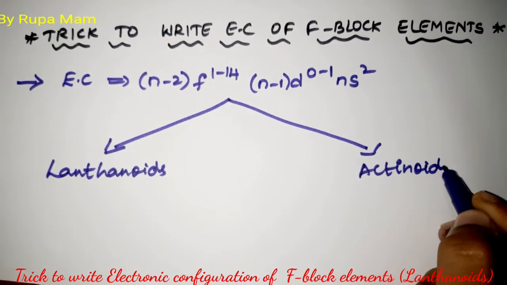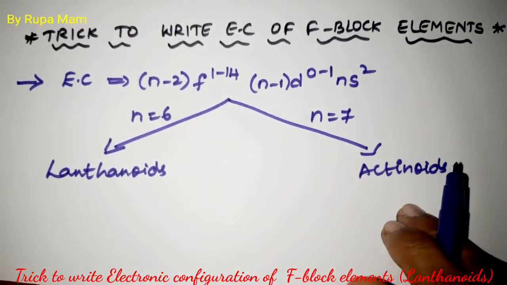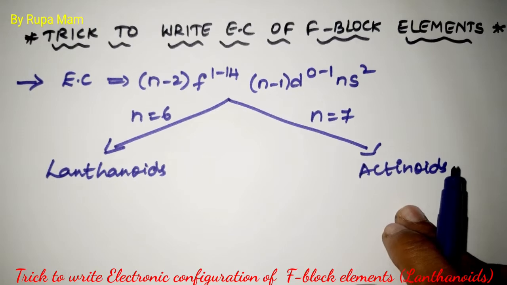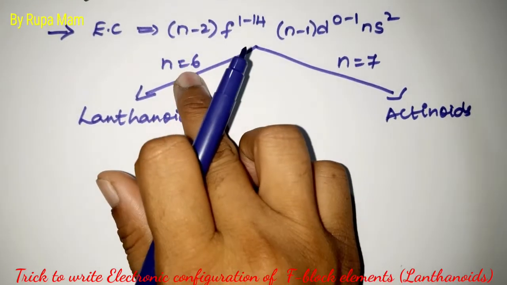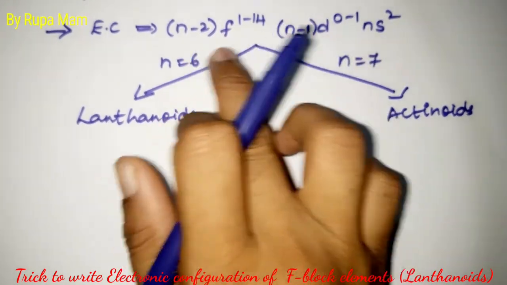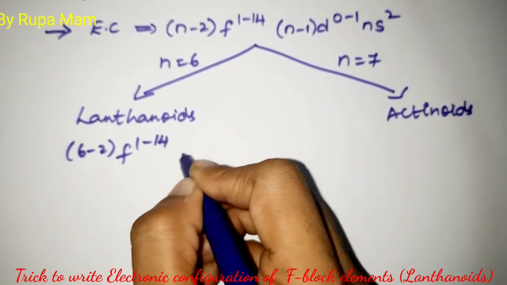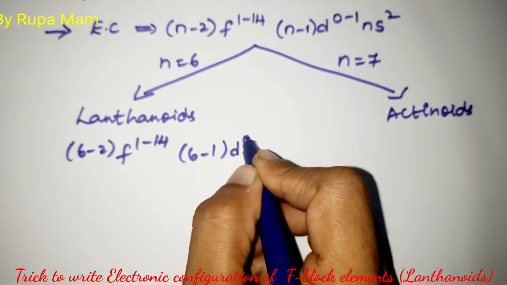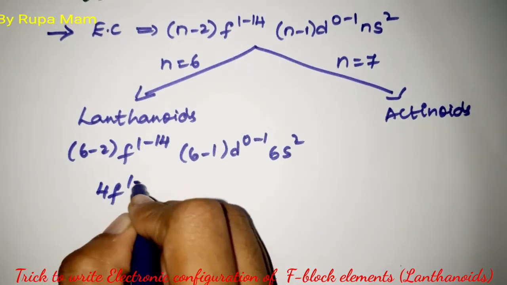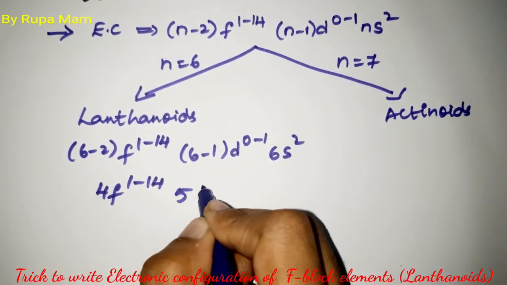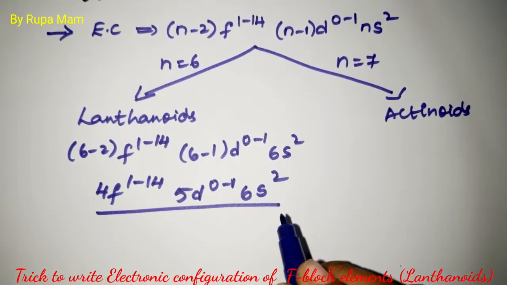If you take n equal to 6 for lanthanoids and n equal to 7 for actinoids, then it is very easy to write the electronic configuration of f-block elements. If we substitute 6 for n, we write 6-2 f 1 to 14, 6-1 d 0 to 1, and 6s². Then we get 4f 1 to 14, 5d 0 to 1, and 6s². This is the general electronic configuration for the lanthanides.